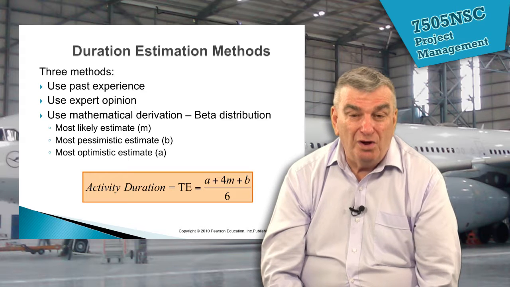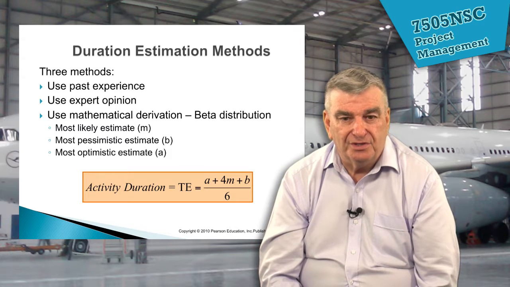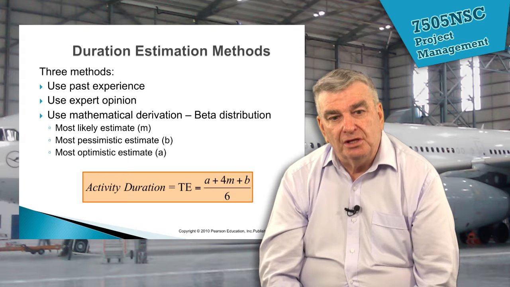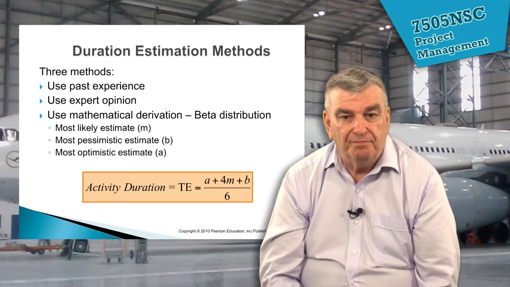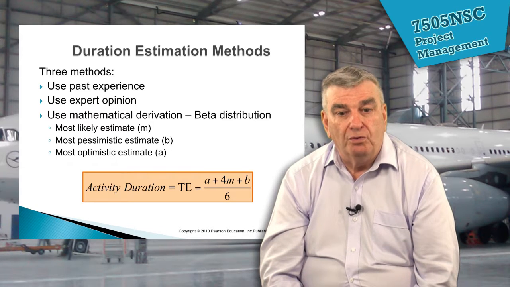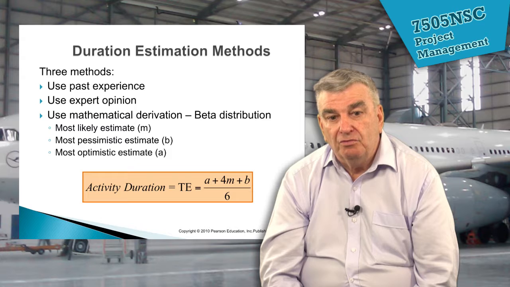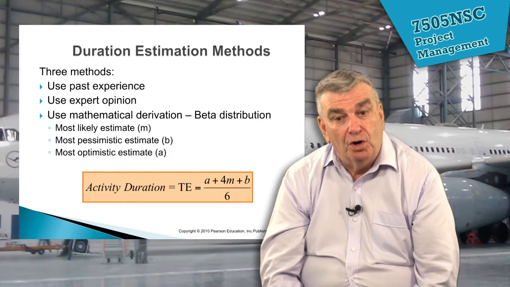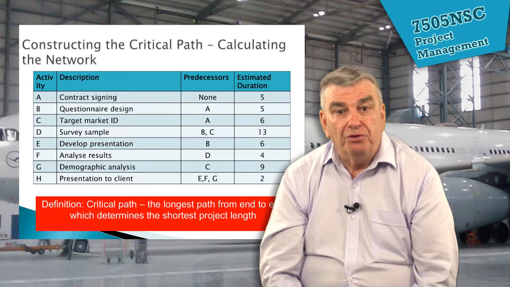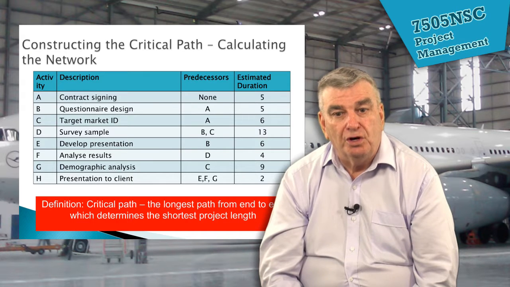where it says, work out what you think is the likely time it's going to take, then work out the most pessimistic time, then work out the most optimistic time, and then using the formula where we add the most optimistic to 4 times the most likely plus the pessimistic and divide by 6, and that's going to give us a pretty accurate estimate duration. And we'll do problems where we actually do that. The other thing is we'll show how to construct a critical path.